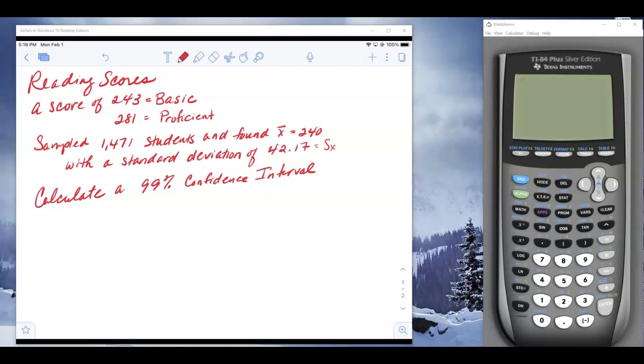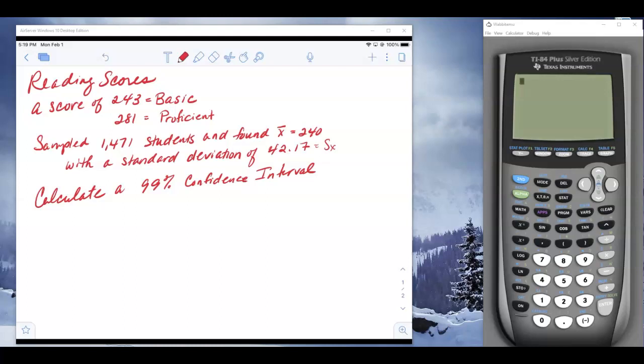Right, so this is a quick video on using your TI-84 calculator to calculate a confidence interval for means. So let's say there was a reading score out there where a score of 243 is considered basic and 281 is considered proficient, and we sampled 1,471 students and found that the average of those students was 240 with a standard deviation of 42.17, and they want us to calculate a confidence interval.